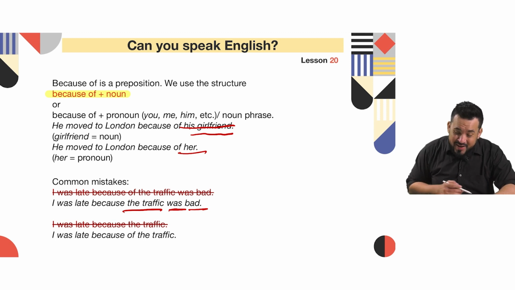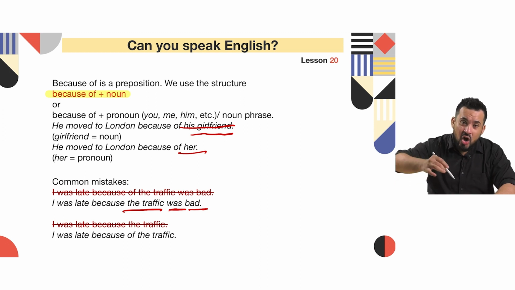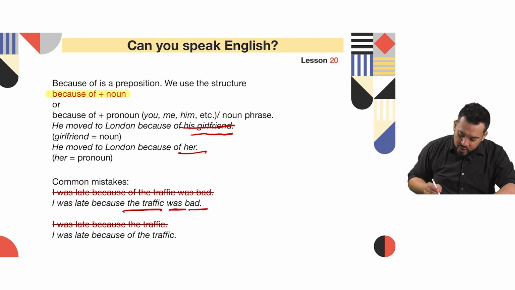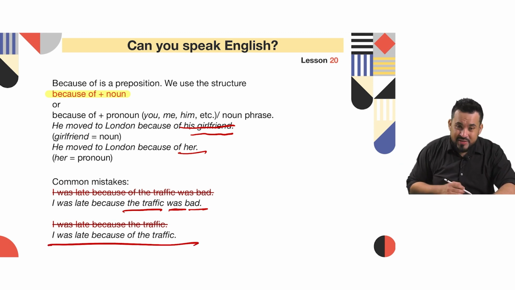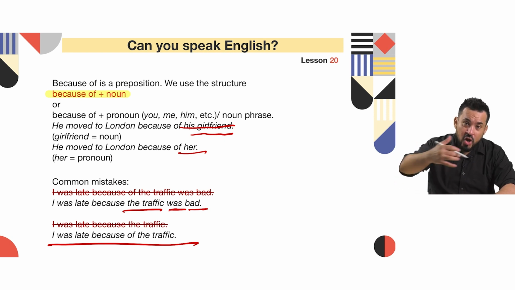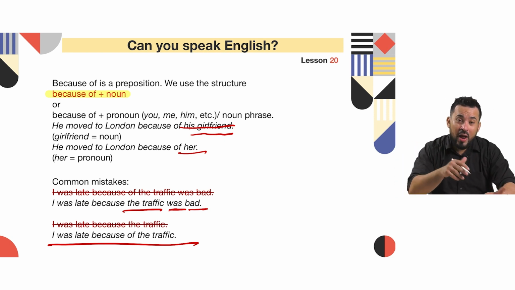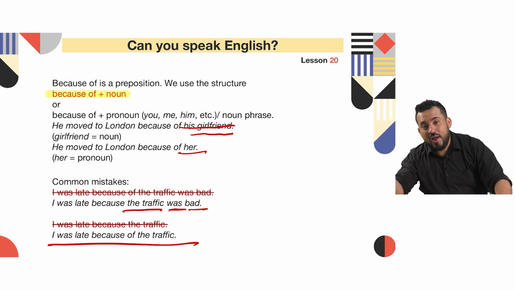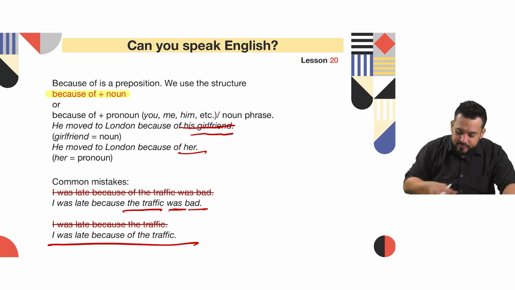I was late because of the traffic? Nah. Because of must be followed by a noun. I was late because of the traffic. So this is the correct sentence. I was late because of the traffic, or I was late because the traffic was bad.